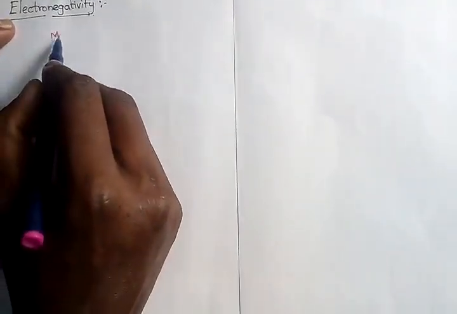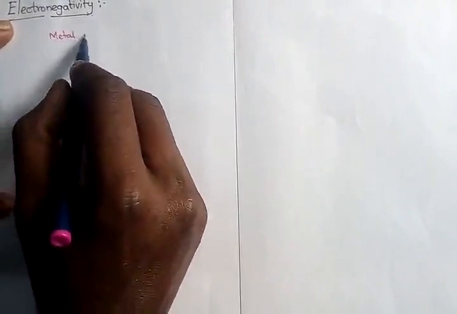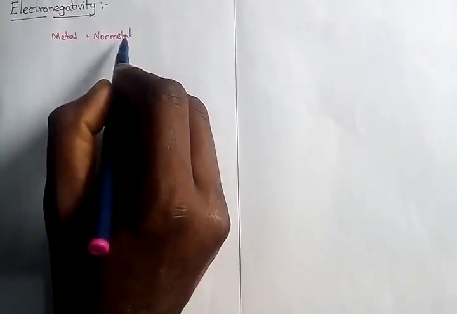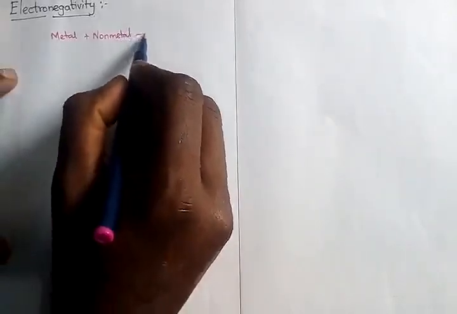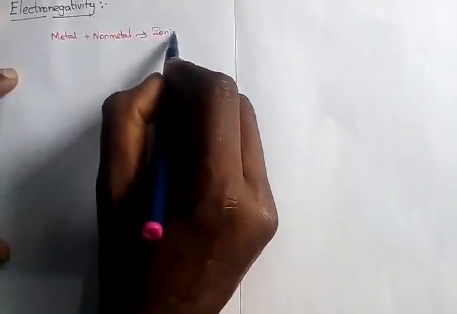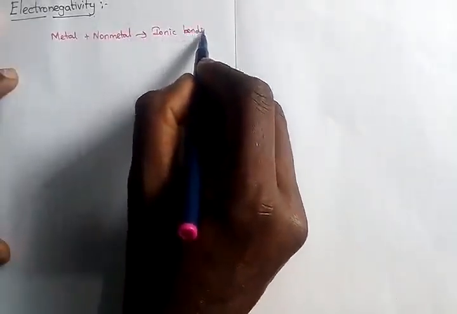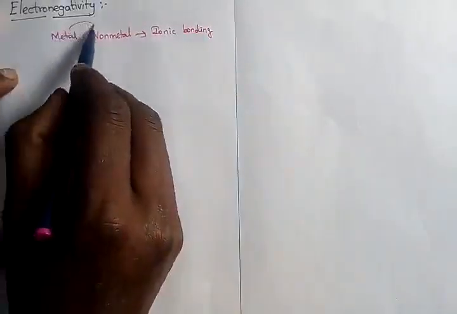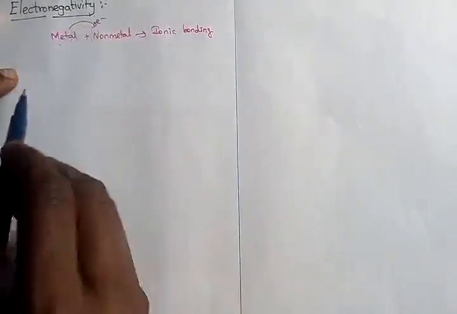Let us imagine a non-metal. We know that when metals and non-metals react, it usually makes an ionic bond. So when a metal and non-metal react, it makes ionic bonding. Transfer of electron takes place from metal to non-metal.